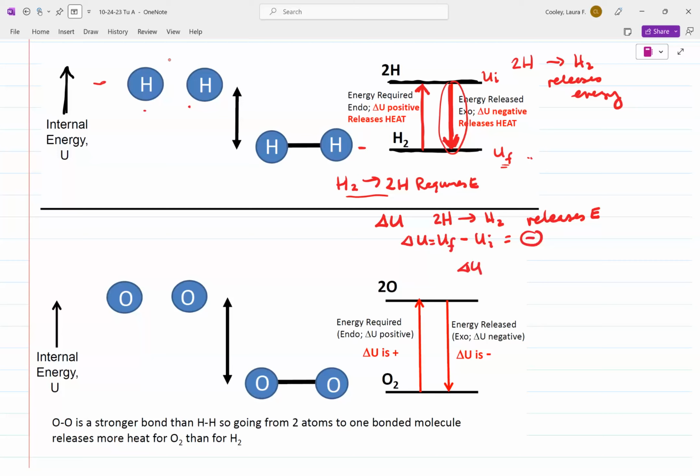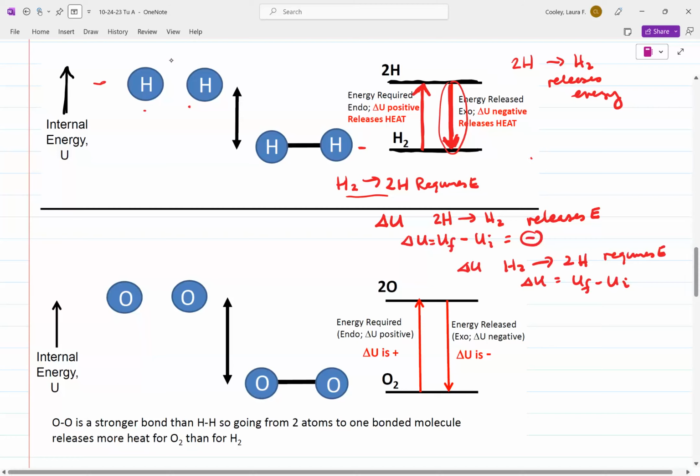But the delta U for the other reaction, H2 goes to 2H, requires energy. That's this one here, this arrow going up. The delta U is UF minus UI. So now this changes here. This becomes UI and UF.